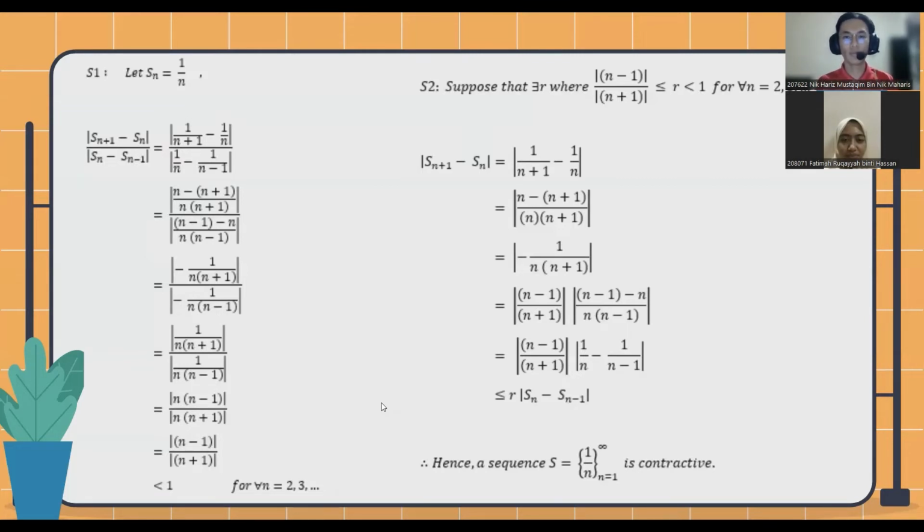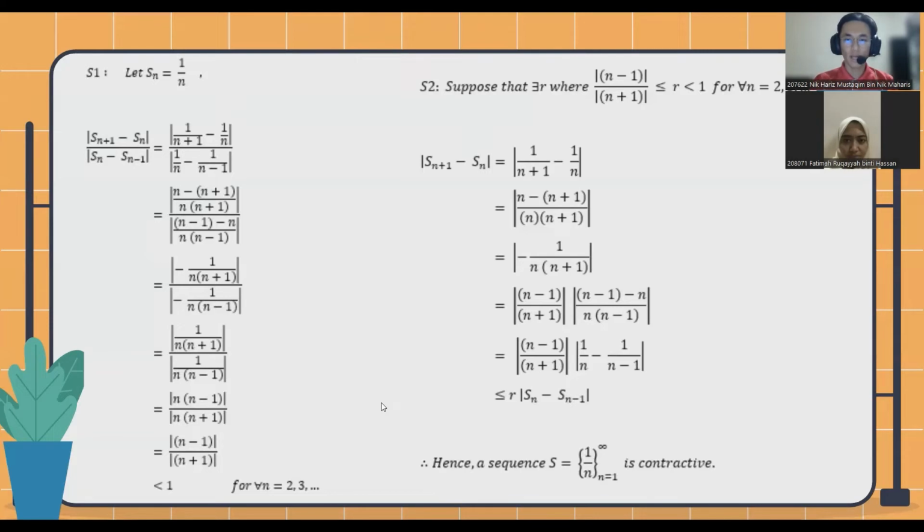For step 2, we suppose that there is some element r of R where modulus n minus 1 over modulus n plus 1 is less than or equal to r, and r is less than 1, for all n equal to 2, 3, and so on. So we will start with modulus Sn plus 1 minus Sn, which is equal to modulus 1 over n plus 1 minus 1 over n. This in turn is equal to modulus n minus in bracket n plus 1, over n multiplied in bracket n plus 1. This is equal to modulus negative 1 over n in bracket n plus 1.